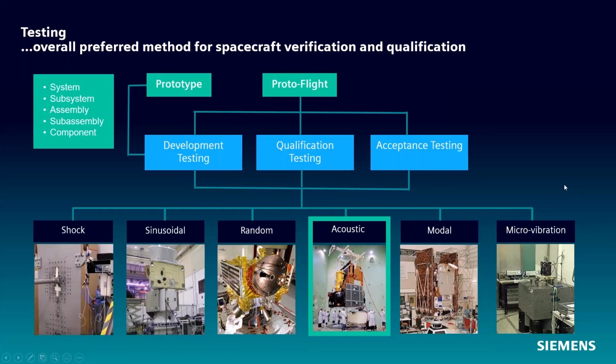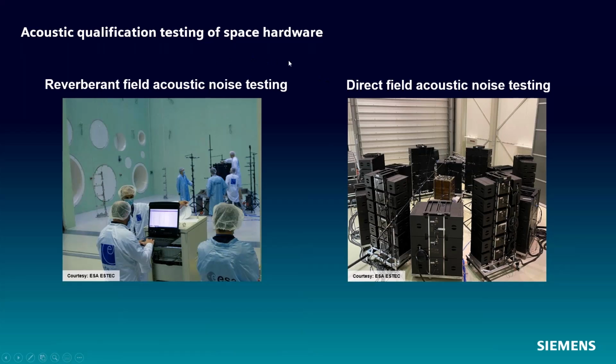There's shock and sine and random vibration tests and modal and some micro vibration or subcomponent vibration tests that happen as well. There are two methods here for the acoustic qualification. The widely accepted and historical method has been this reverberant field acoustic testing. Today we're going to talk about direct field acoustic testing.